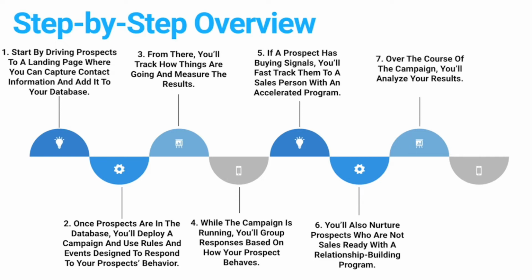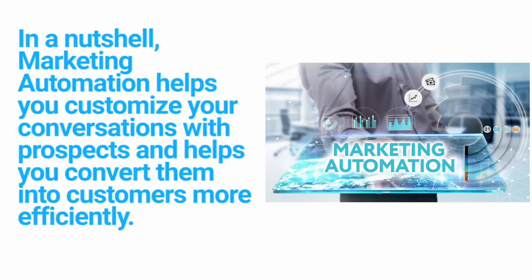Over the course of the campaign, you'll analyze your results, and of course, once you've analyzed the results, you'll make changes in order to optimize performance. In a nutshell, marketing automation helps you customize your conversations with prospects and helps you convert more of them into customers more efficiently.